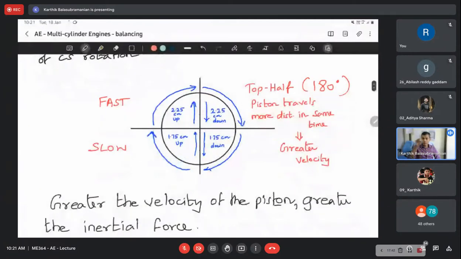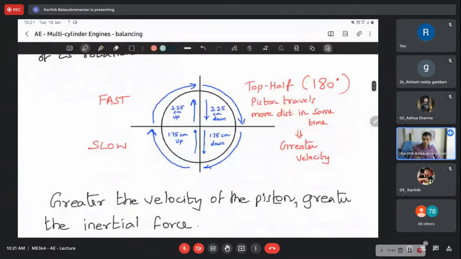So consider one full rotation. This circle represents one full rotation of the crankshaft. You see the top half 180 degrees and the bottom half 180 degrees. I've written on the top fast and bottom slow, right? In the top half 180 degrees, the piston travels more distance, because 2.25 centimeter down and 2.25 centimeter up, if you consider the top 180 degree movement of the piston from left to right. But in the bottom, it goes only 1.5 centimeter down and 1.5 centimeter up.